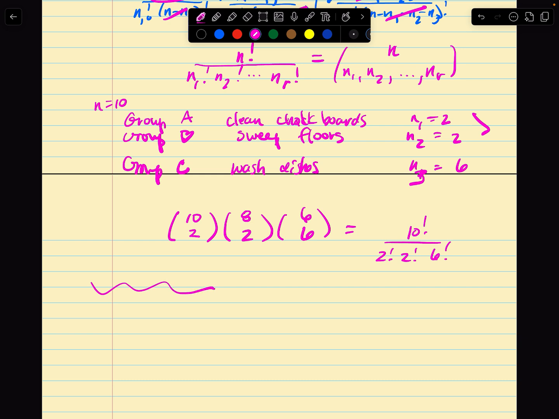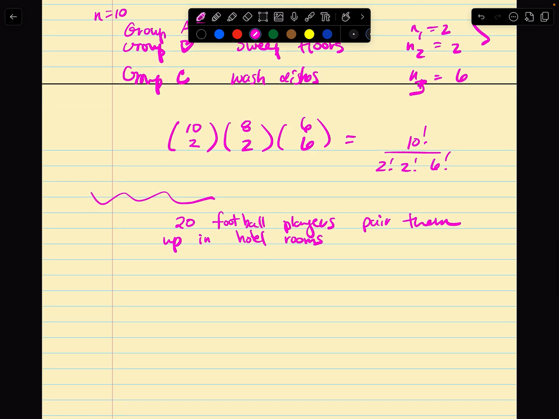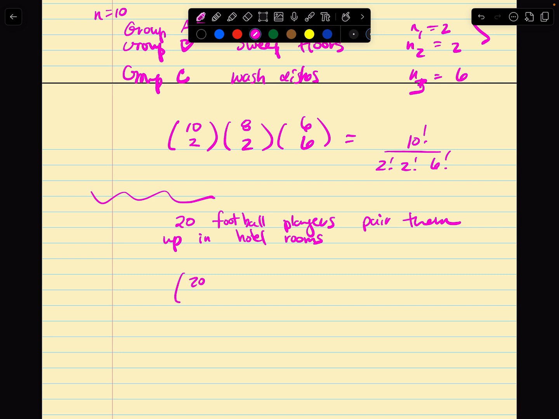Let's say we have 20 football players. And we want to pair them up to room at an away game. We want to pair them up in hotel rooms. Okay, so it's tempting to go, okay, so of the 20, choose the first 2, then of the 18, choose the next 2, and then of the 16, choose the next 2, and so forth all the way down till we get to the last 2. The problem is, which would be, if we wrote that out, 20 factorial over 2 factorial, 2 factorial, we would do that 10 times, right? Because we have 10 pairs of 2.